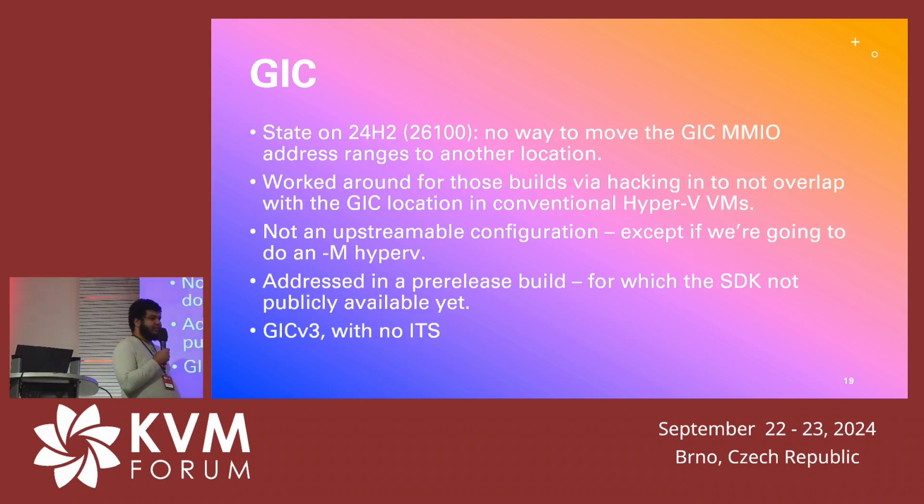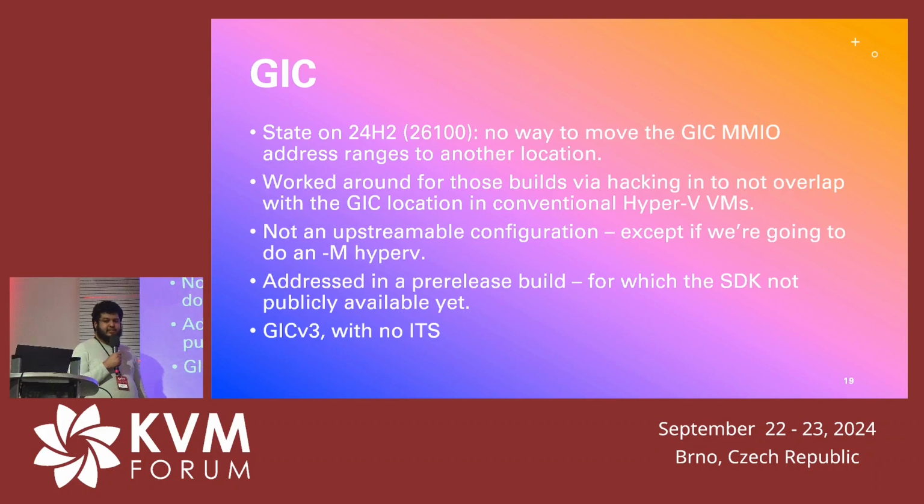So for the GIC state of Windows Hypervisor Platform on ARM64: as of the latest public release, which is shipping on Snapdragon X Elite devices, there is no way to move the GIC MMIO address range to another location. It's fixed at the address at which a regular VM runs, which means that an off-the-shelf QEMU virt machine model is not possible to support in that configuration. Which means if we want to support that configuration at this point in time, we have to do a specific Hyper-V machine type.